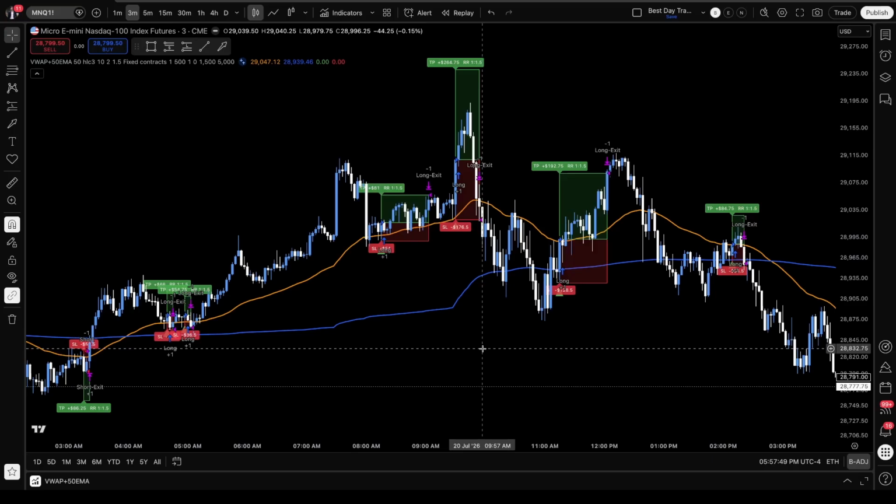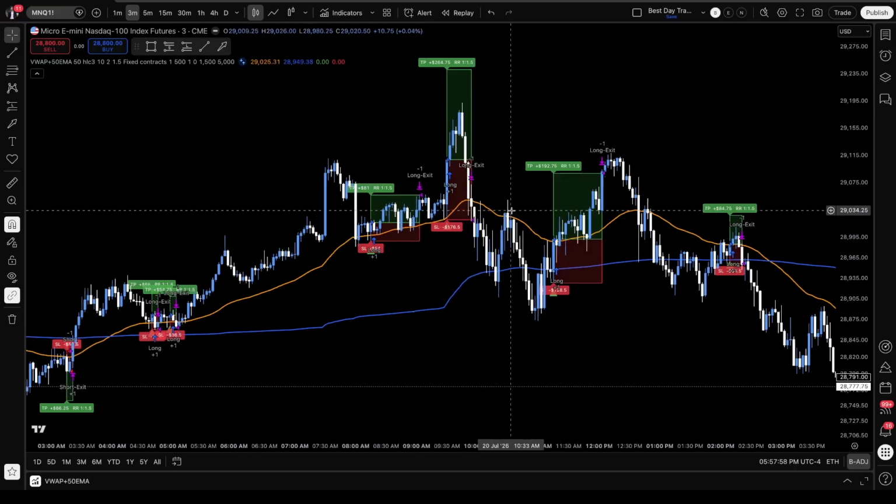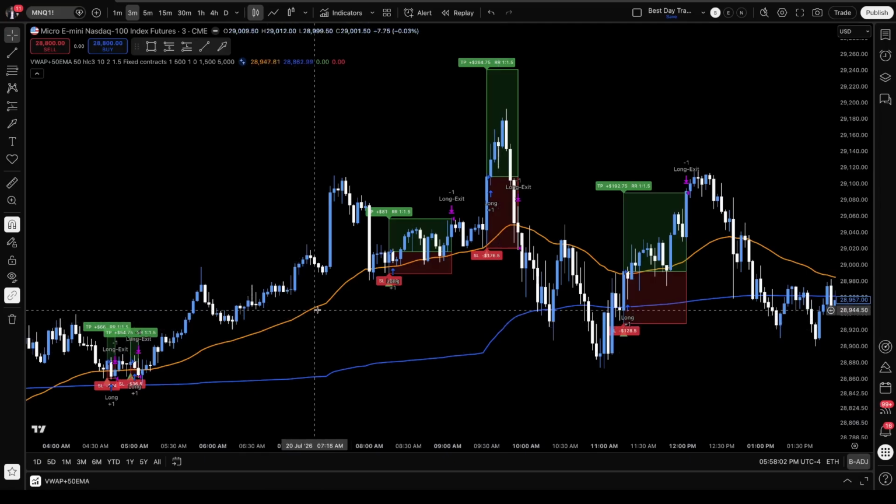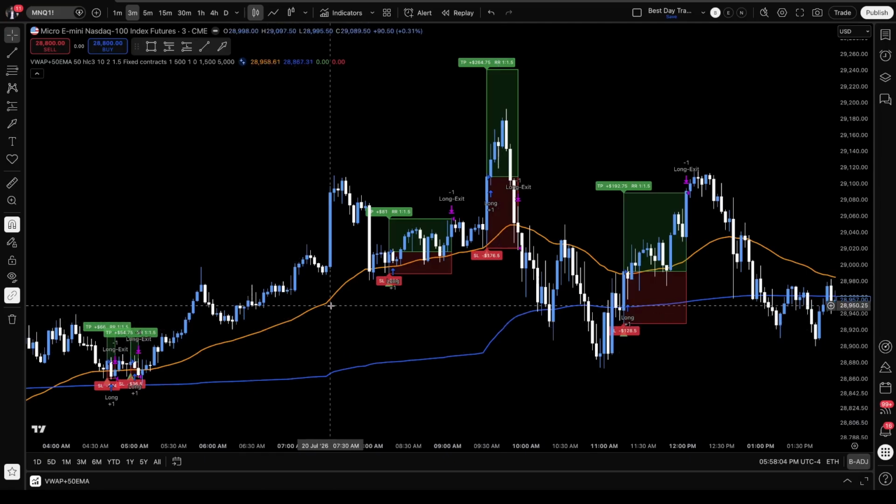This is the actual strategy itself for this video. It is very simple, the same one from the first video. The blue line is the VWAP and the orange line is the 50 EMA. Those are the two things we're using here, nothing more, nothing less.